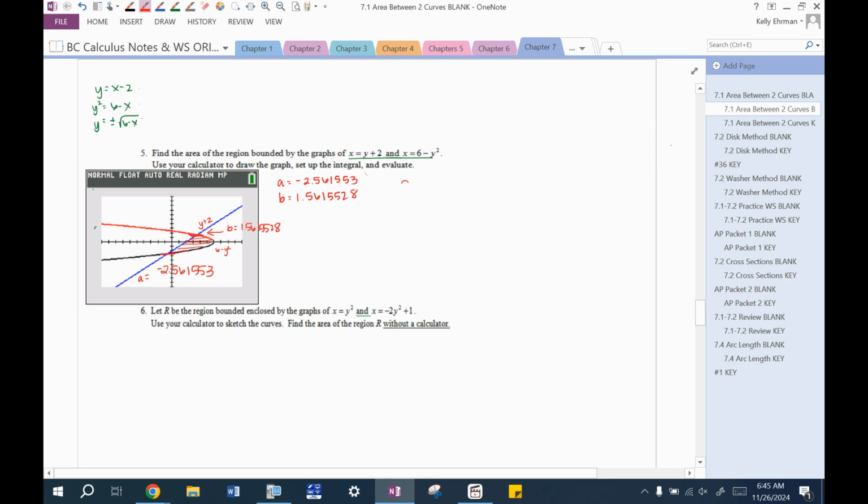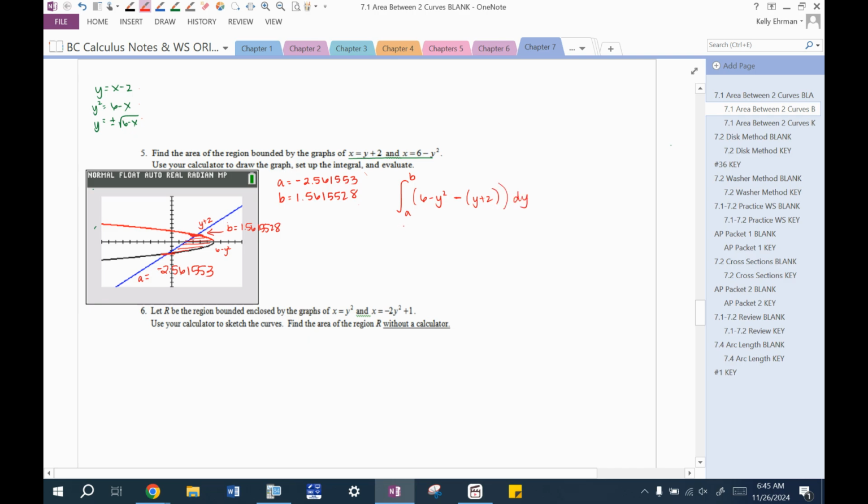So we want the integral from A to B of the right minus the left. The right equation is the 6 minus y squared. And then we're subtracting the left equation, y plus 2. And because everything's in terms of y, there's a dy here.